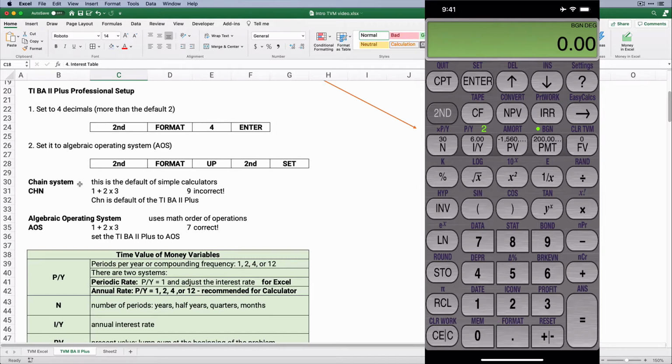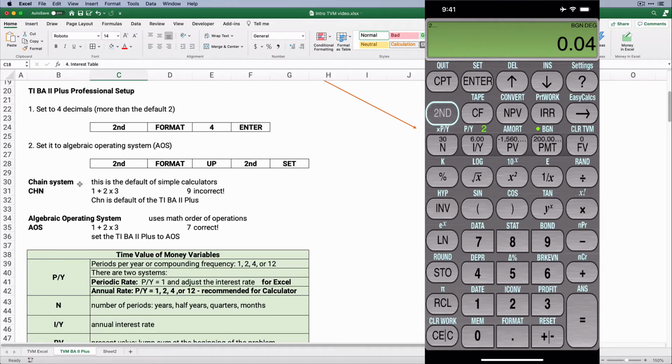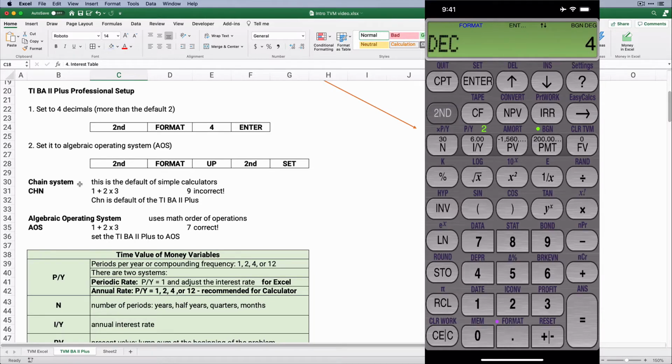So if you do a percent like 3.52%, which really is 0.0352, you enter that, and it's going to show 0.04. It's going to show 4%, and that's not 3.52%. So you want to show 4 decimals. So the way we do this is second function format, enter, put the 4 in, and then enter. So second function format, 4, enter at the very top, and then we'll clear out of that. From now on, it's going to show 4 decimal places.